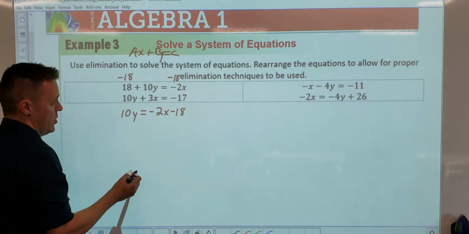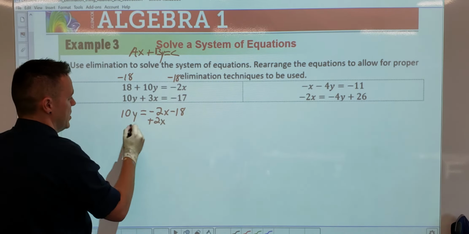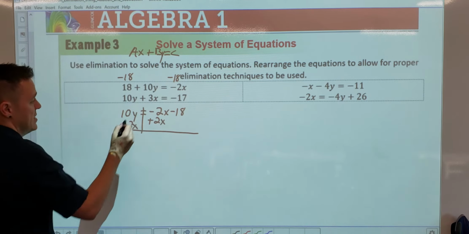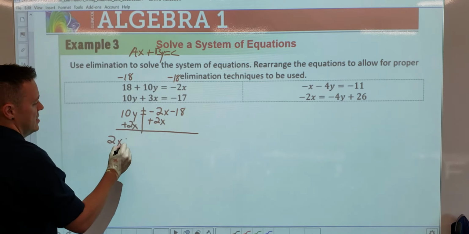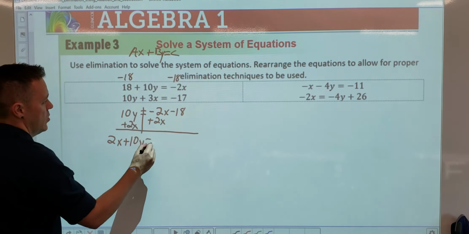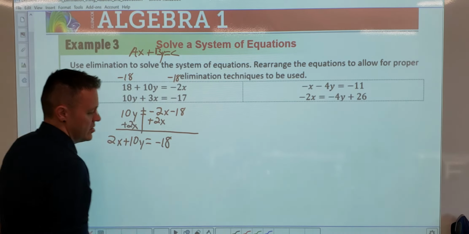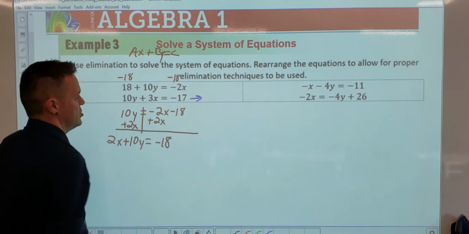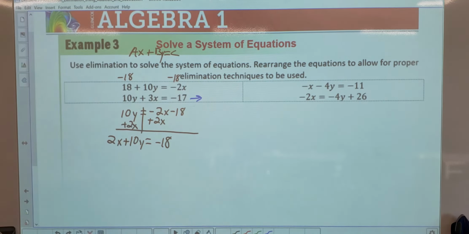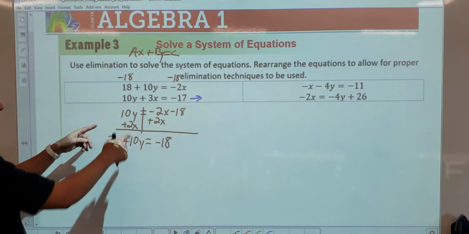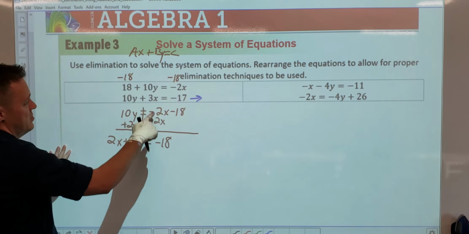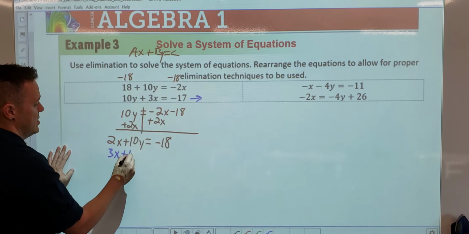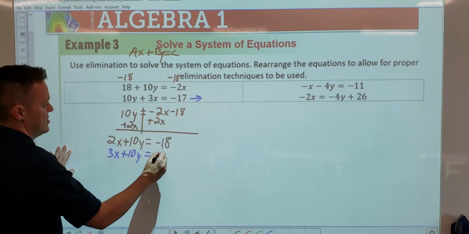This is just the top equation. We're going to add 2x to both sides. Can't combine anything together. So it ends up being 2x plus 10y equals negative 18. All right, there's equation 1. Now let's focus on equation 2. Now I'm going to just rewrite it simply down here, okay? So this is going to be 3x plus 10y, because we didn't have to change much, equals negative 17.